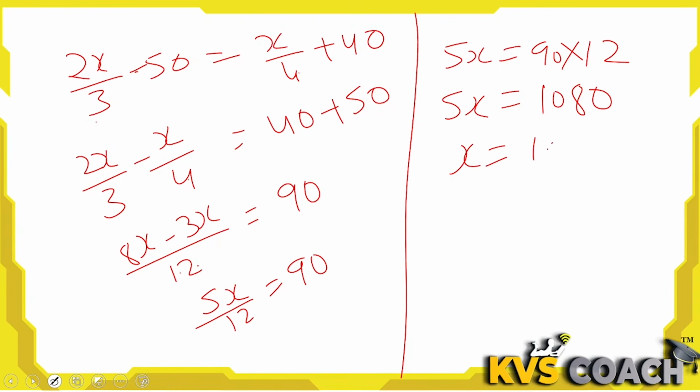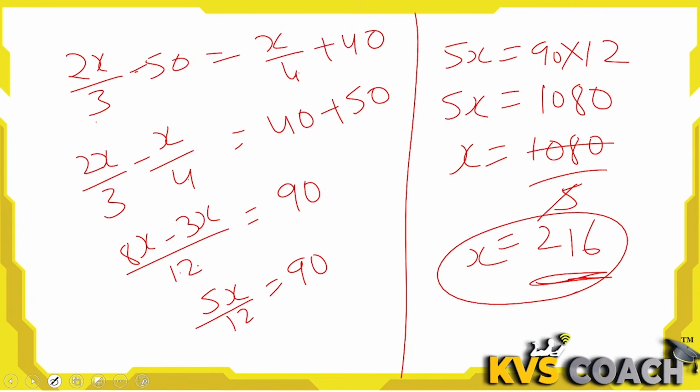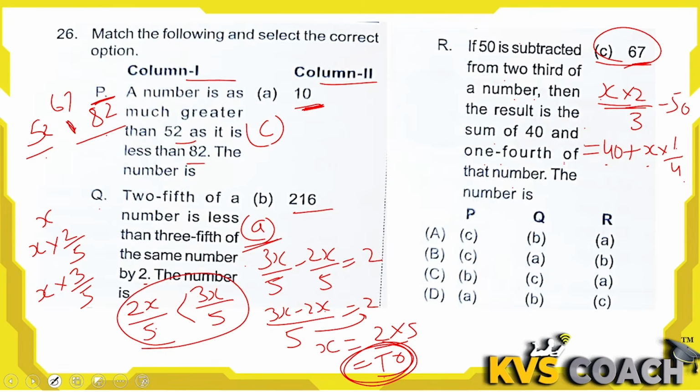Then x will be 1080 upon 5. That is 5 2s are 10, 5 1s are 5, 5 is a 30. 216 is the x. So this is the value of 216, B. So R is B. So what will be the answer? This is P C, P is C. And Q is A, and R is B. So this is the right answer here, B.